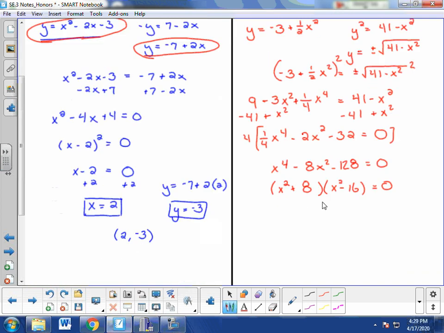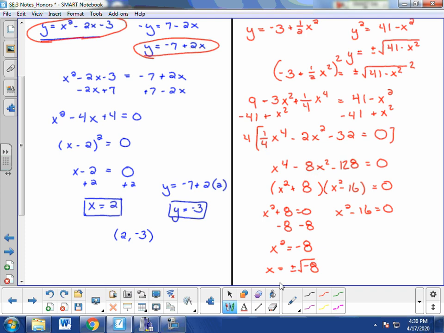Now, we can set both of these equal to 0. x squared plus 8 equals 0, and x squared minus 16 equals 0. So I'm going to first start with the x squared plus 8 and subtract 8 from both sides. So x squared equals negative 8. Then we would square root. So x equals plus or minus the square root of negative 8.